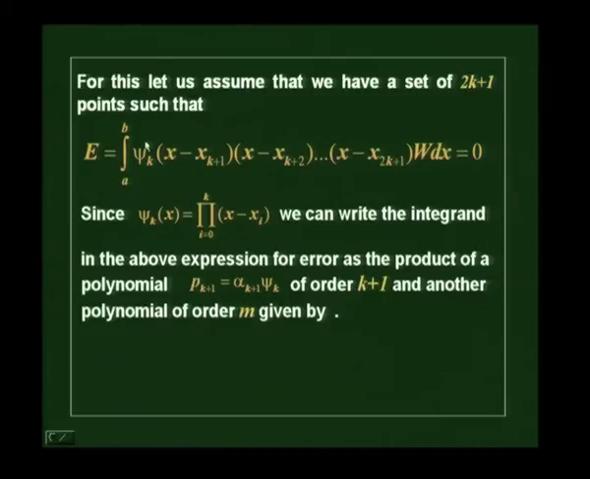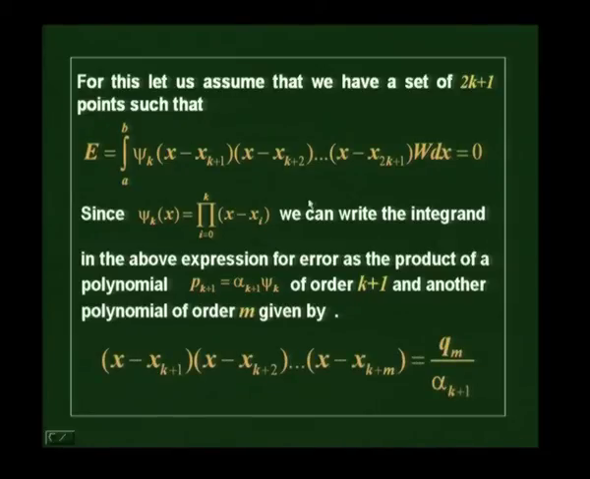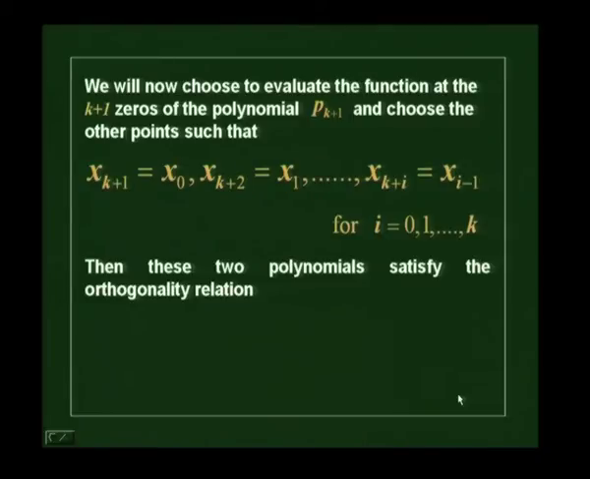This whole polynomial is of order 2k plus 1 because this is already of order k plus 1. And so we will write this as two different polynomials. We will write psi k, which is of order k plus 1, as some alpha k plus 1 into psi k. And then we write this whole product here as another polynomial. And then we will demand that this sum should be 0.